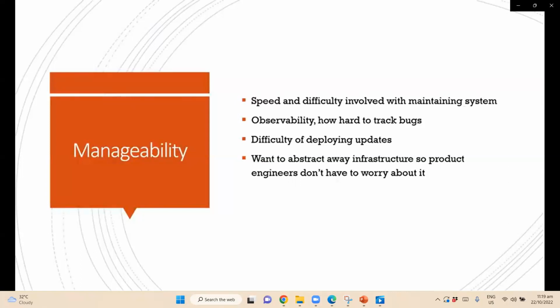How easy is it to deploy updates and new features? If it's something really complicated and high risk, people are not going to want to take that risk, and your creation of new features is going to slow down, which is going to impact your success as a business. The goal really should be to abstract away that infrastructure so your product engineers don't even have to think about it or worry about it. They just write their code and deploy it, and that's all they really have to think about.